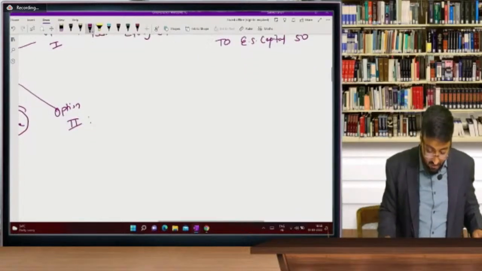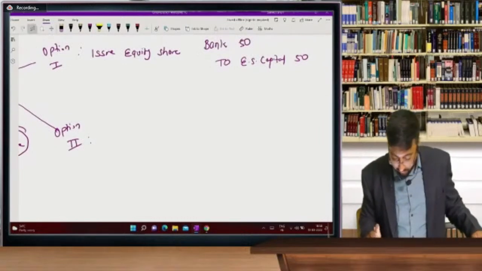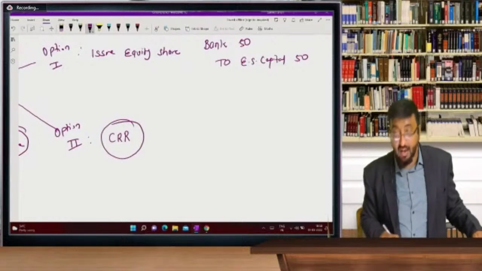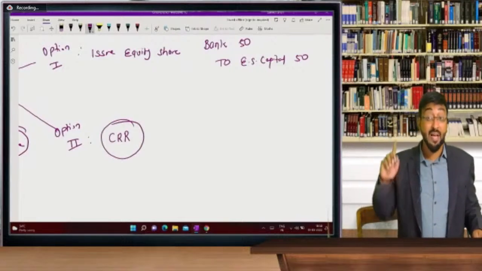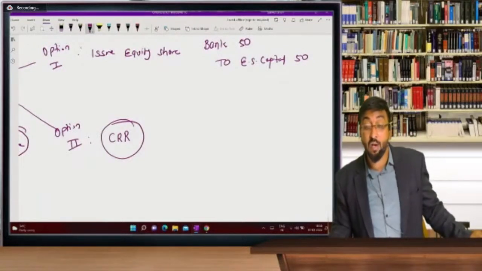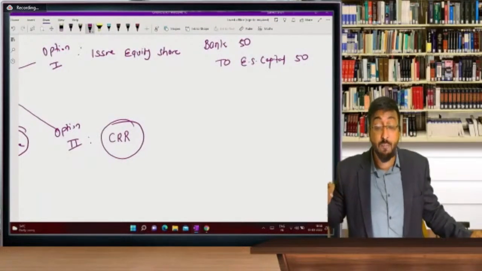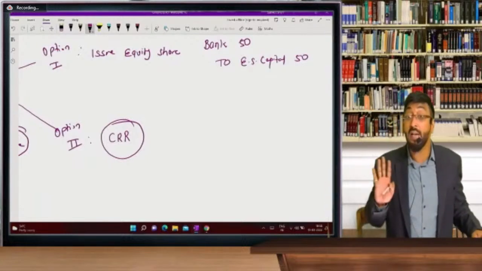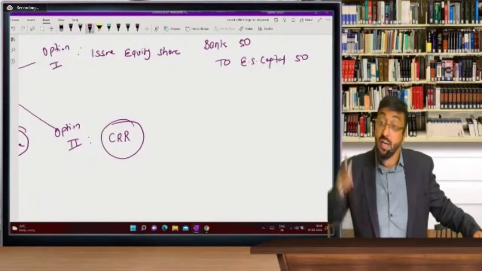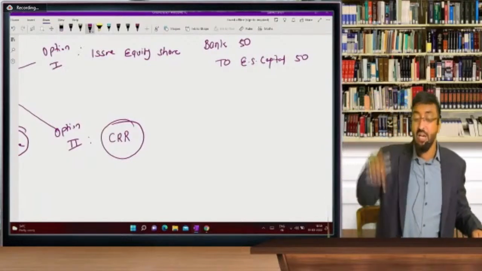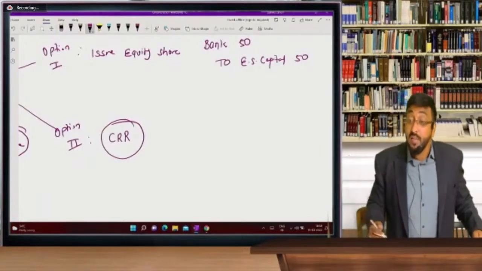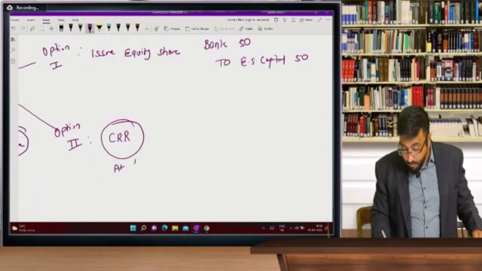And the second one, option 2, is CRR. Now CRR, I told you I'm going to tell you the logic of CRR, how to create it. We used it for bonus shares. CRR we have not created. We used it, which means we utilized it. Utilize means debited it, in the bonus shares chapter. Today we are understanding why and how to create CRR. This CRR is created at the time of redemption.